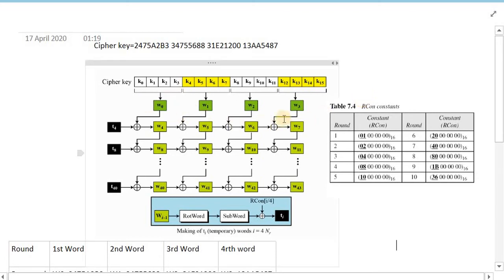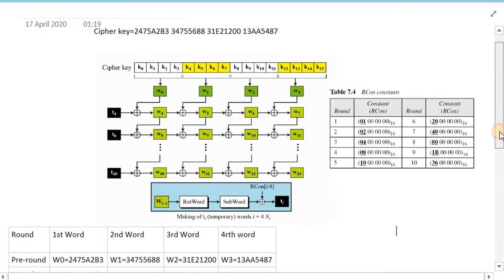Now there is no difficulty for the pre-round transformation key, because the round key is taken as it is from the cipher key, but the difficulty begins from round 1. When round 1 begins, we have to generate one special round key. So what is the procedure in order to generate the round key? We will see this.